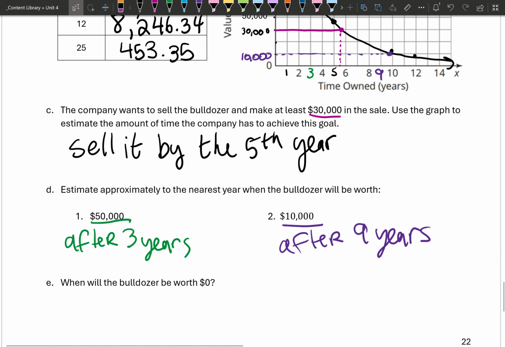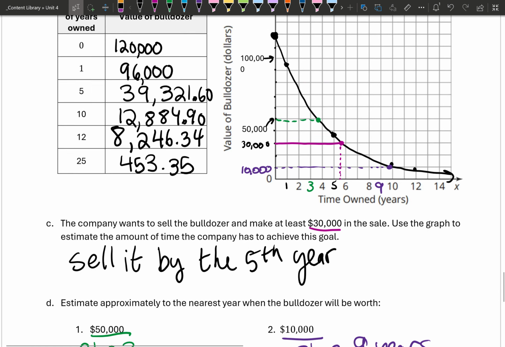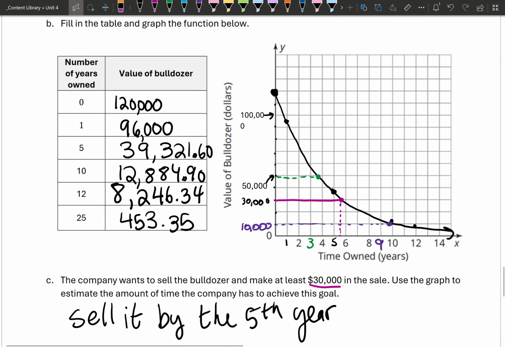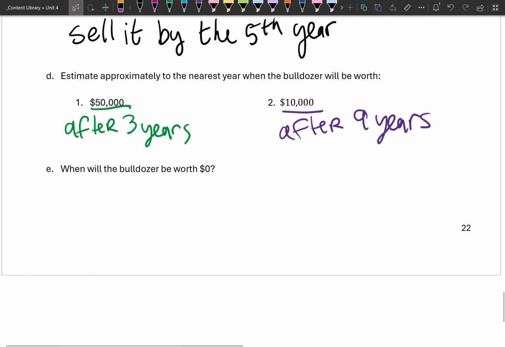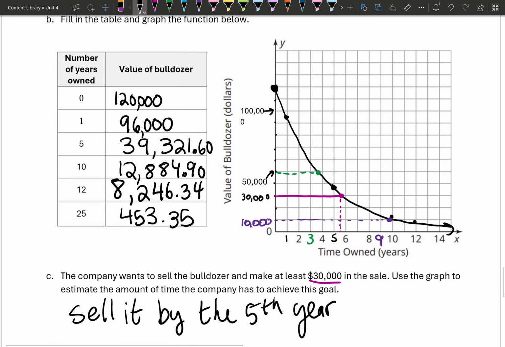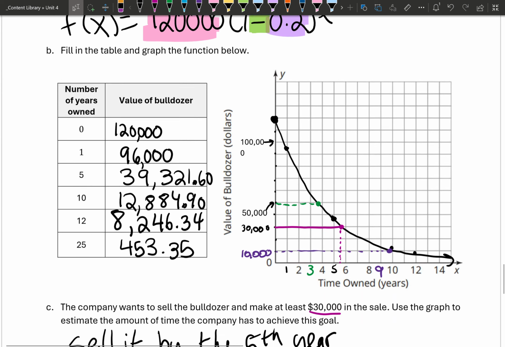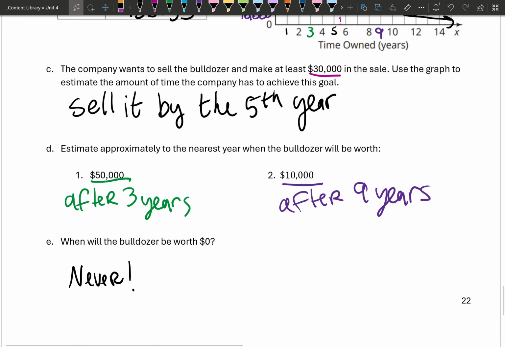When will the bulldozer be worth 0? Oh. I don't think it could ever be worth $0. Never. It's always going to be worth something. First of all, we talked about asymptotes, remember? In this function, there's absolutely nothing that you could plug into x that'll get 0 as an answer. That's just algebraically. When we apply it to real life, it's never going to be worth $0. It will always be worth something. So never.